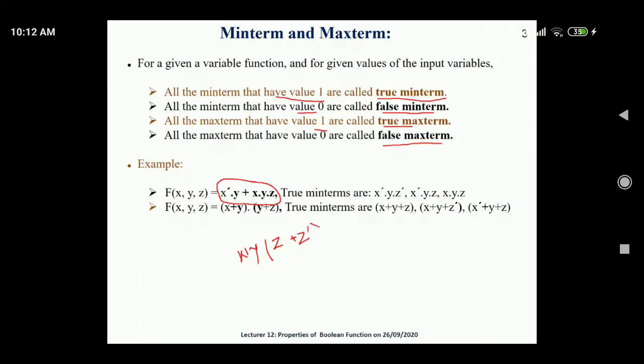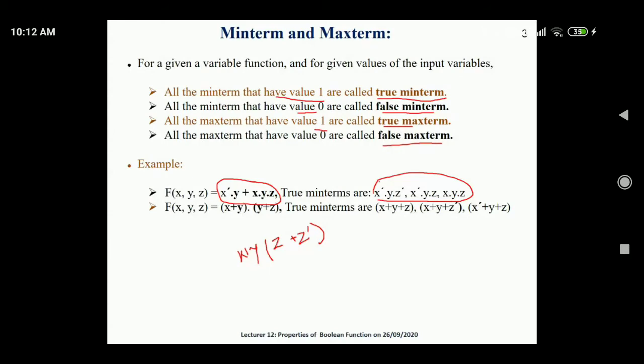Okay, and after that what happened? Z plus z bar means what? When we are going to the OR rules, z plus z bar equals 1. So you can multiply x bar y with z and x bar y with z bar. That time what happened? We are getting all the necessary terms. Now if we are writing the expression in this particular format, then it is called a true min term.